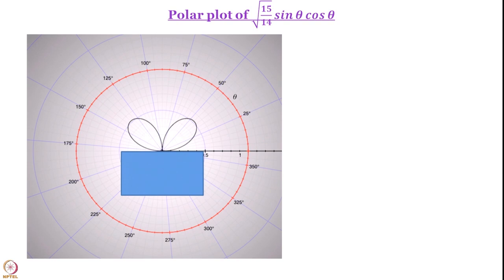Where does cos theta become equal to 0? When theta is equal to 90 degrees, right? And as we will see, that is really the node. Okay, we will come back to that. So, where is the node?